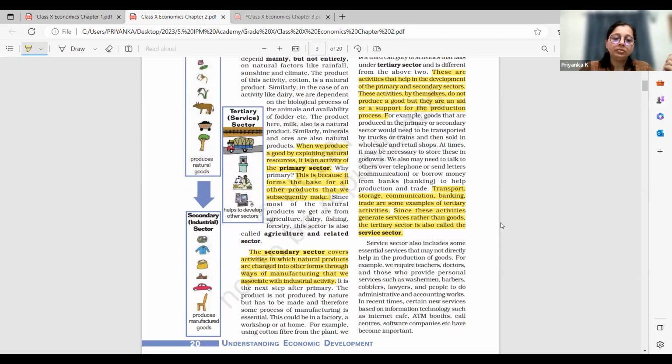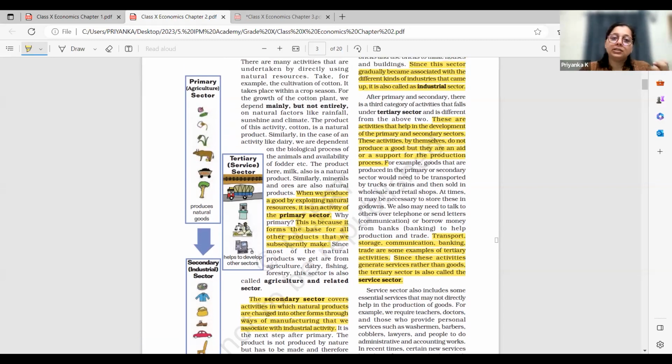For example, take the case of the chairs that we use. The raw material is wood, but wood as such is part of the primary sector. When it comes to the manufacturing unit, the wood is processed with many kinds of facilities and added benefits, and thereby furniture or chairs are produced. So a chair is a finished good, which is part of the manufacturing industry or the industrial sector. So that comes in the secondary sector.